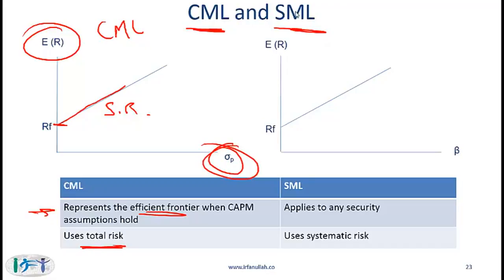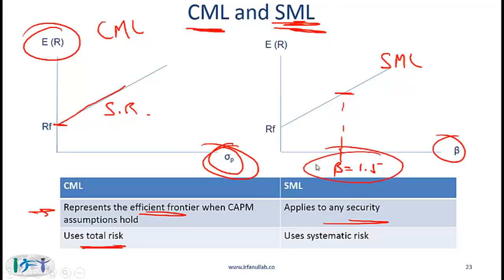In the SML world, or when we talk about the security market line, the measure of risk is systematic risk, or beta. This applies to any security. So for any security, you come up with the beta, say beta is equal to 1.5, and the SML tells you what the required return is given this level of systematic risk.